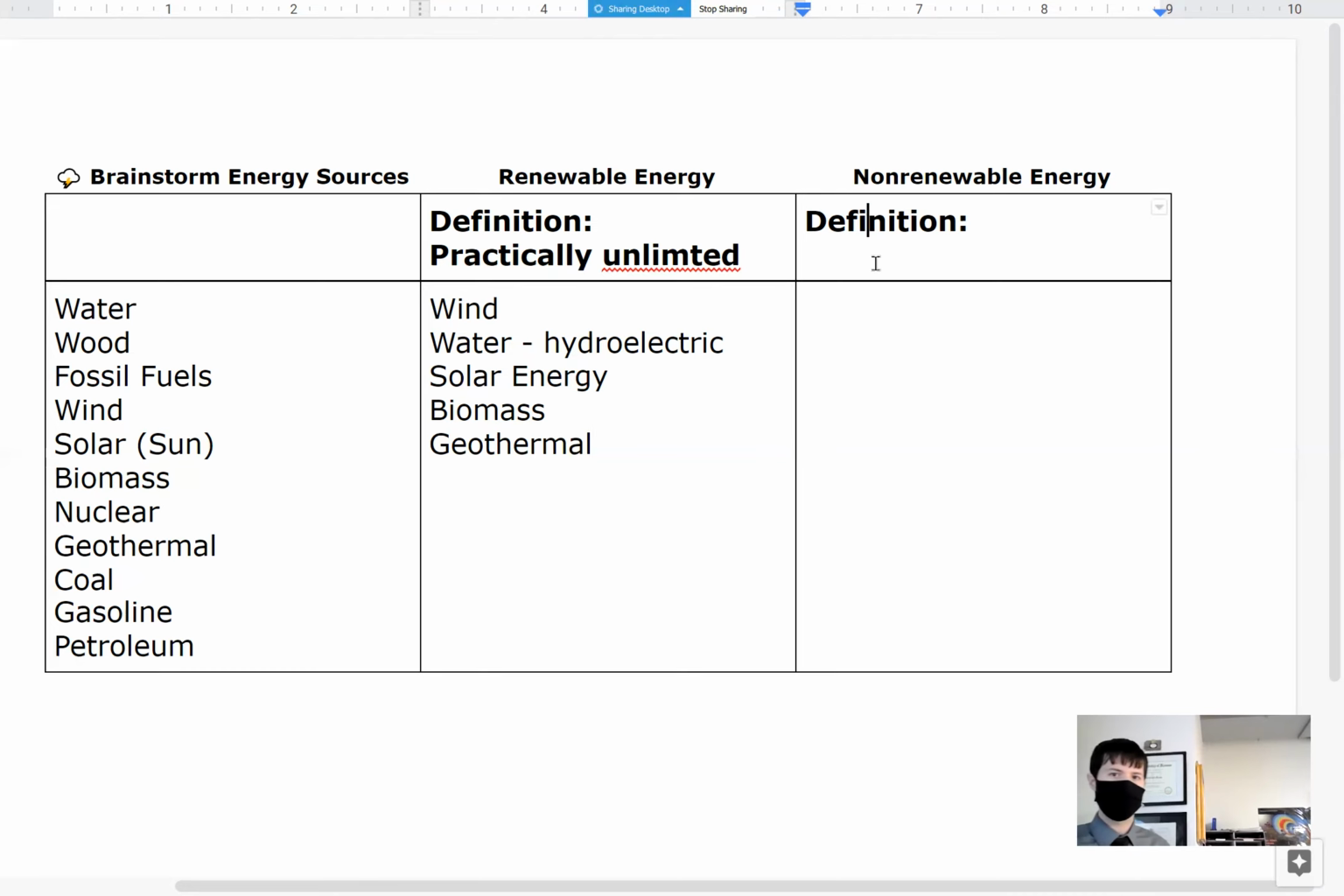Let's go to non-renewable energy for a second. Non-renewable energy, did anybody get the definition? Oh, I guess I misspelled something. Yep, so these are resources that are used faster than they can be replaced. Or an easy way to say that is that these are limited resources.